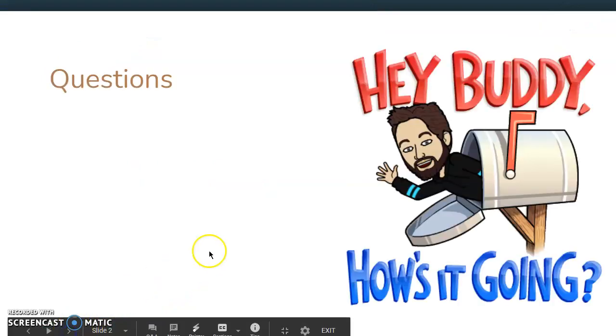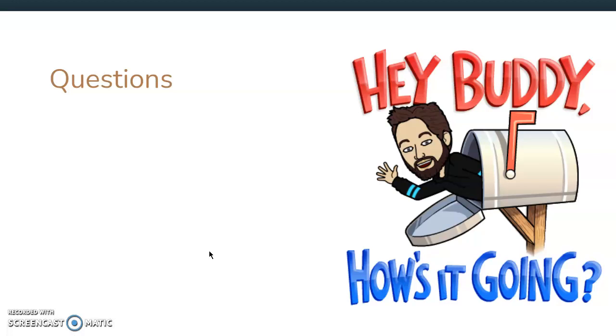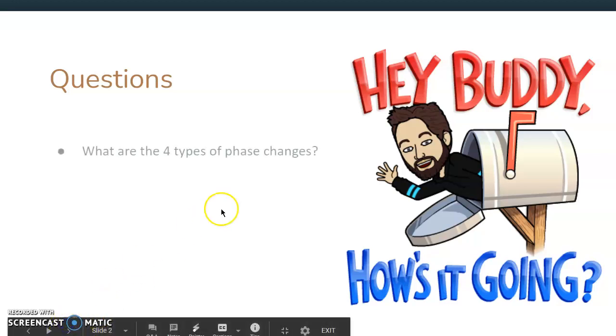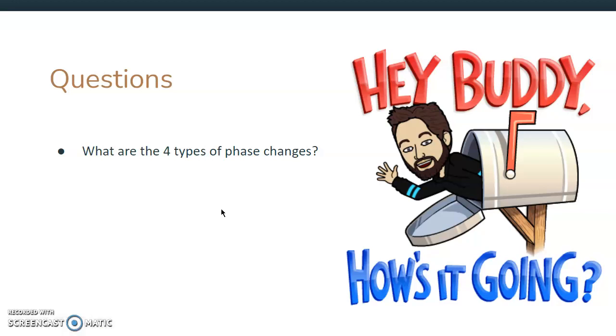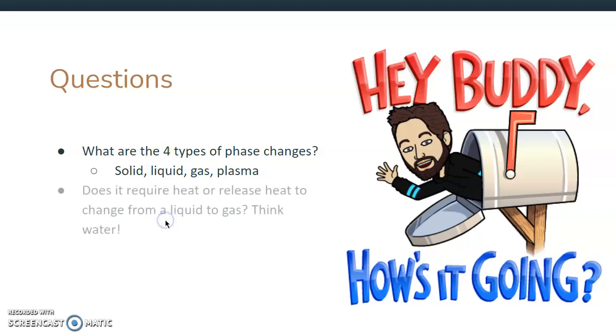But first we just want to kind of learn a little bit more about what's going on in each of these phase changes. So some questions as always to get us thinking are: what are our four types of phase changes? I'm curious if you guys could remember what they are. The ones that we've talked about are solid, liquid, gas, and plasma. Plasma is a kind of special case, but the three main ones are solid, liquid, and gas. Those are the ones we're going to be working with today.